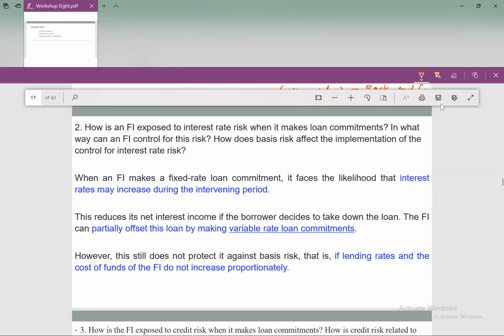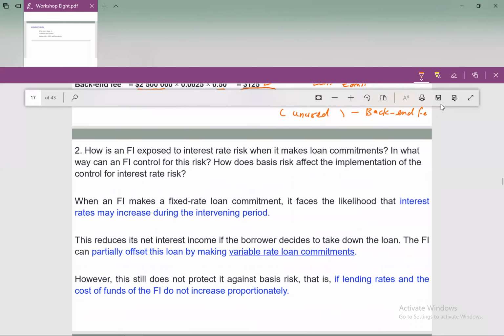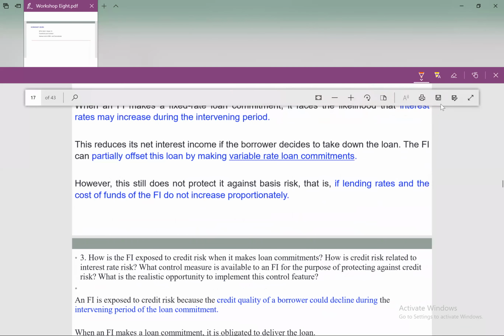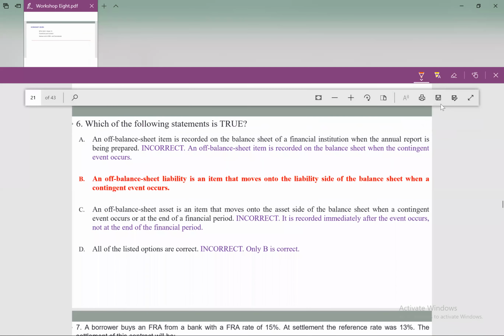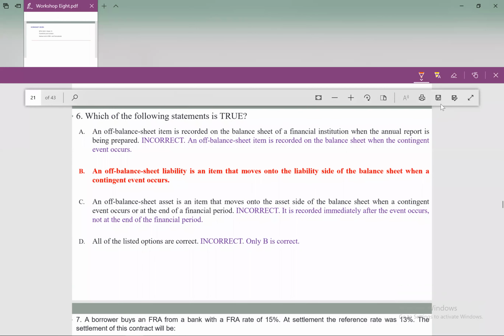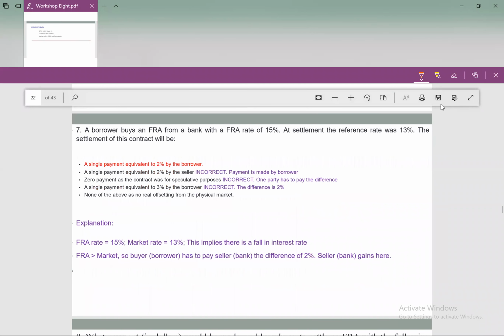Okay, I want to go out of this and I will come back to it, to 2, 3, 4, because I want to go actually to the calculation here. A borrower, this is when we talk about FRA. When you have a buyer and seller, and this is an FRA agreement.